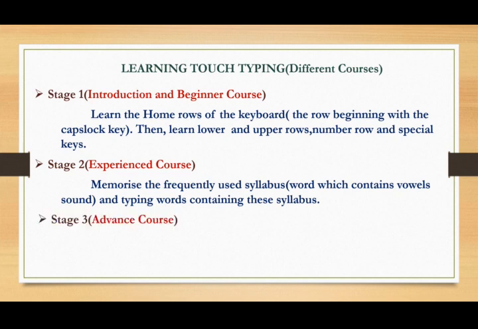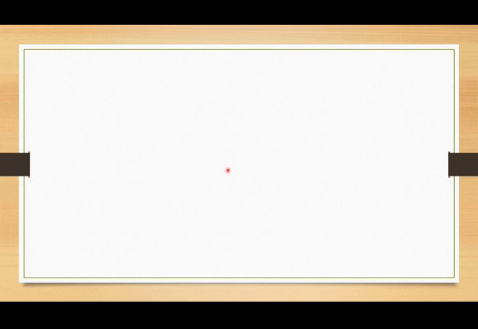And the third stage is the advanced course. In this stage, you type actual text to perfect the skills learned. Let us see how to download this Rapid Typing software. It can be easily downloaded from www.rapidtyping.com.